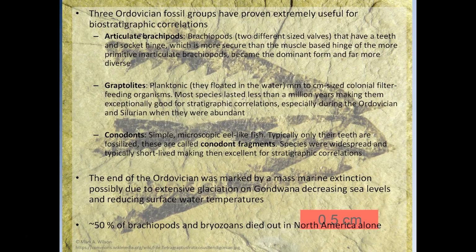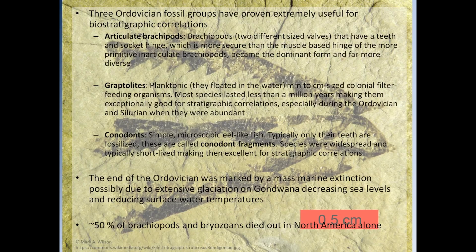So the end of the Ordovician was marked by a mass extinction, possibly due to extensive glaciation on Gondwana, decreasing sea levels and reducing surface water temperatures. So, we have all these beautiful Ordovician aged shallow marine environments, and then all of a sudden, as you go from the Ordovician into the Silurian, you get massive glaciers forming on Gondwana. Remember, Gondwana sat over the South Pole at this point. And all of a sudden, global sea levels drop, so all those nice shallow water marine environments suddenly disappear.